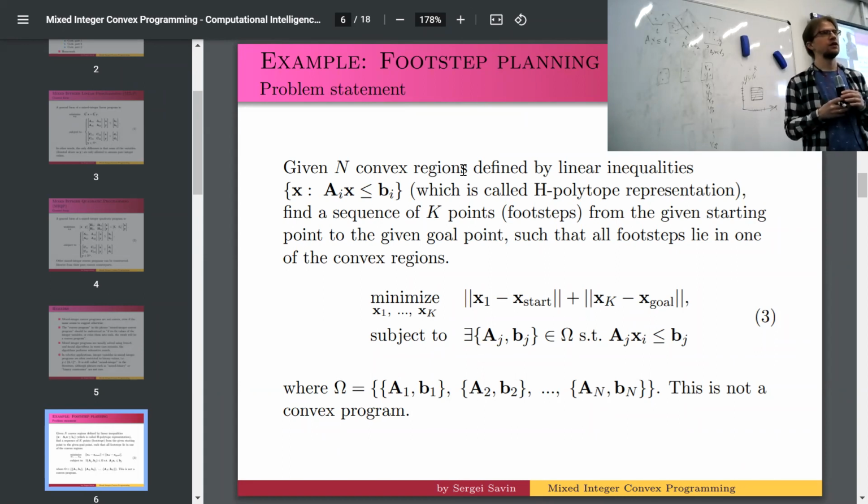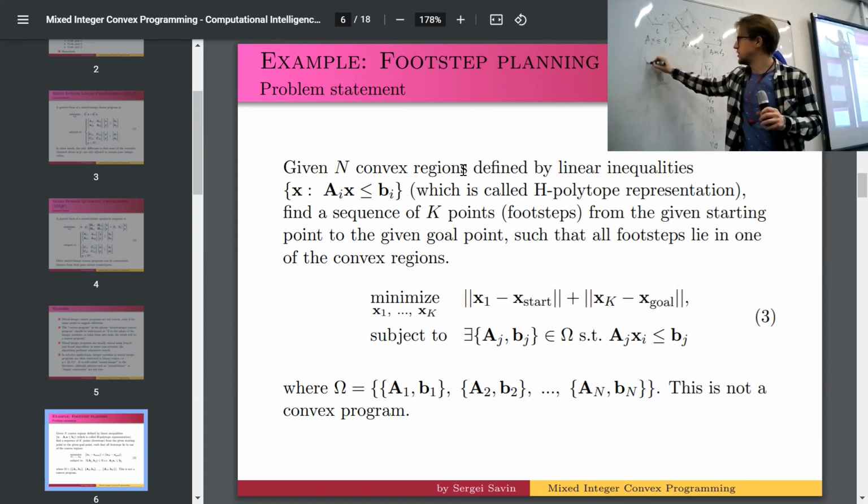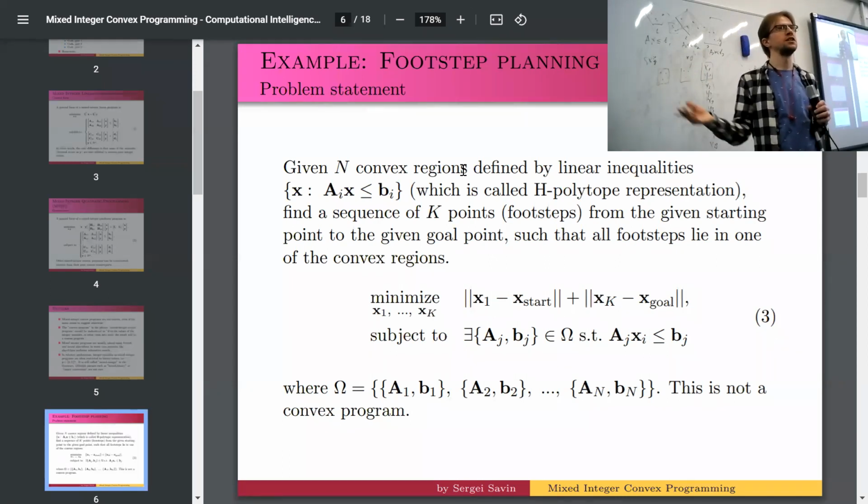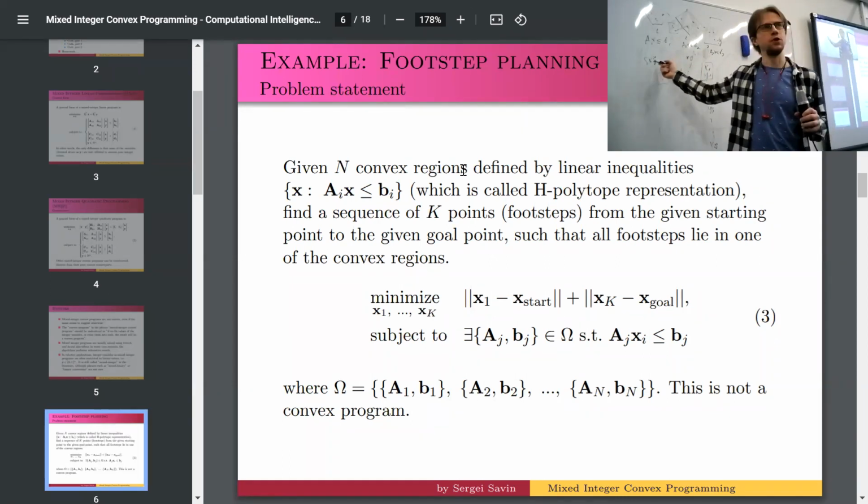So other points in this formulation, which is not perfect, by the way, they are free. They can be anywhere. So for example, let's say this is a start, this is a goal. You could do it this way. Starting point, then all the points are here, and then the last point is here. That is a valid solution. It's complete garbage in terms of footstep planning, but it's a valid solution.